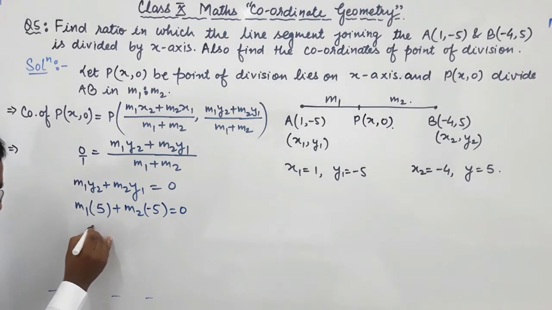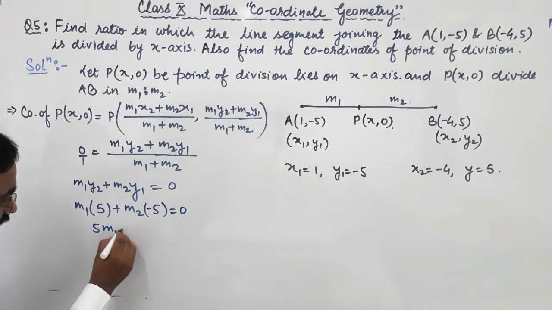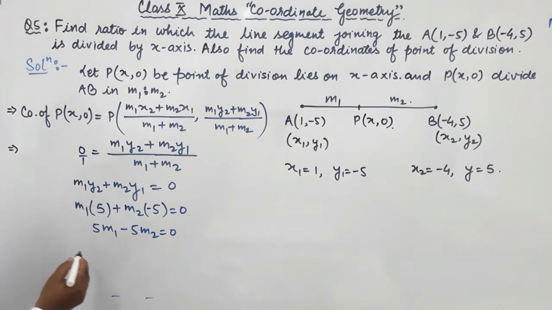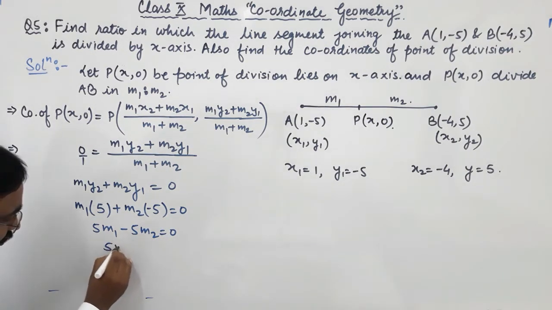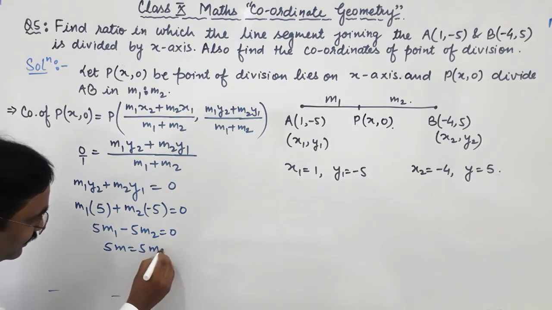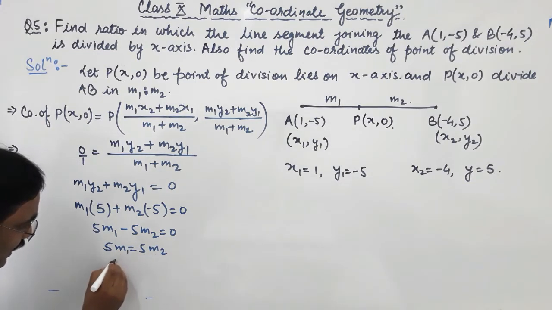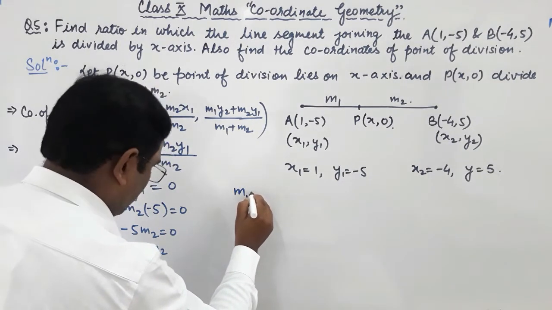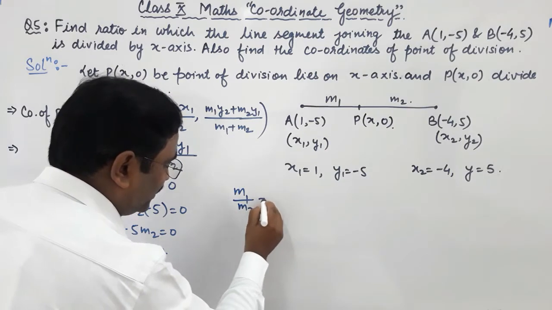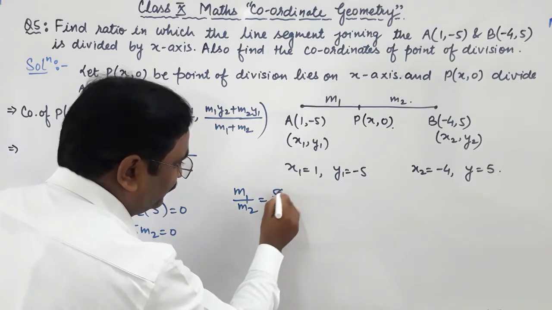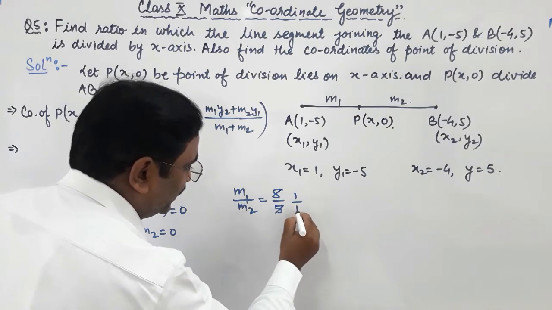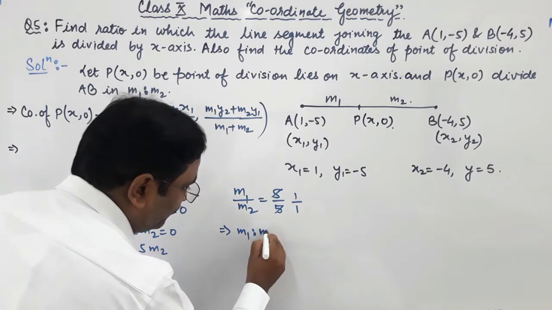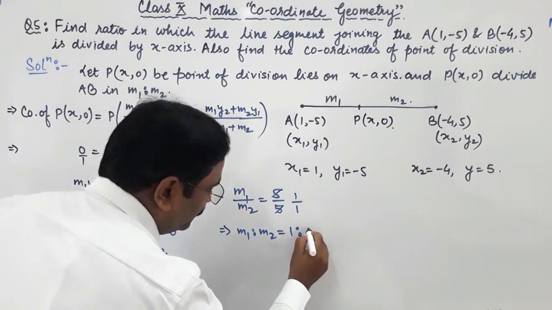So simplifying, 5 m1 minus 5 m2 equals 0. Therefore you will get 5 m1 equals 5 m2. So m1 upon m2 is equal to 5 upon 5, which gives you 1 is to 1. So the ratio becomes m1 is to m2 equals 1 is to 1.